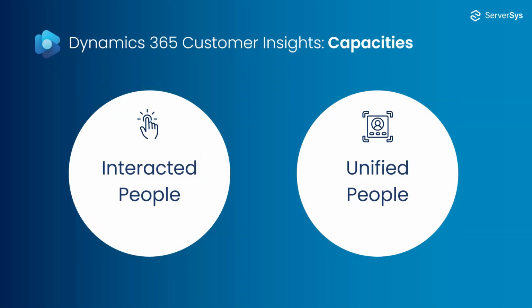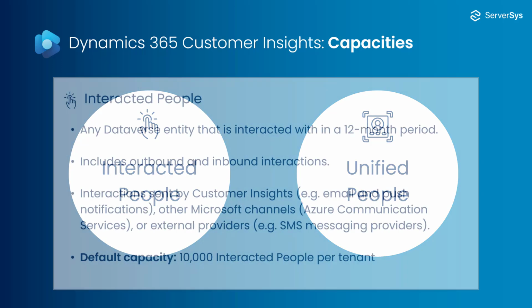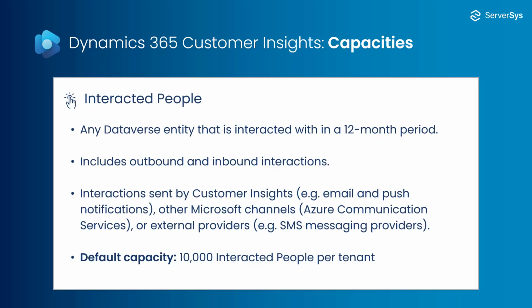There are two critical capacities that meter usage in Dynamics 365 Customer Insights. These are identical regardless of which paid base subscription you have. Firstly, interacted people. This capacity counts contacts, leads, and any other records in your database that have interacted with a Customer Insights inbound or outbound channel during the last 12 months.